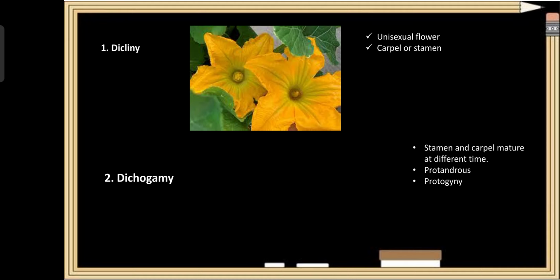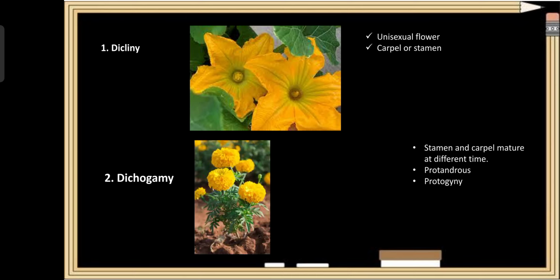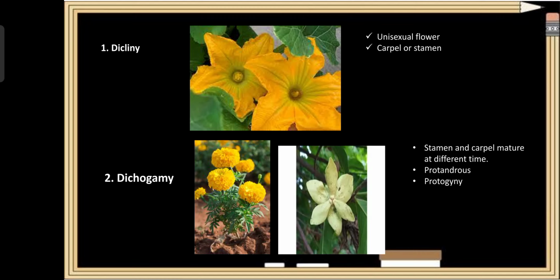Protandrous means it is a condition where the stamens mature first, and it is more common. The best example is the marigold. The other example is the sunflower. And if you look at protogyny, here the carpel, which is the female part of the flower, matures first. The best example is the custard apple flower. The other examples are the mirabilis flower and the ficus flower.